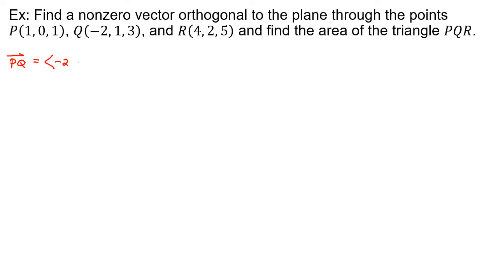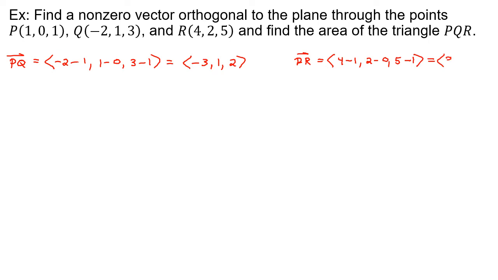So that's -2 minus 1, or 1 minus 0, and 3 minus 1. So that gives me -3, 1, and 2. And then I need from P to R. That'll be 4 minus 1, 2 minus 0, 5 minus 1, or 3, 2, 4. So there's 2 vectors.